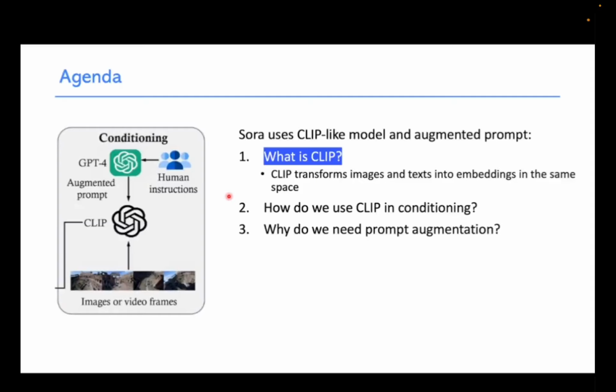So the next question is, so what? It seems like CLIP can only help you to match the most similar text and image pair, but we cannot use it to generate an image or video or anything like that, because it's not a generative model. So how can we use CLIP in conditioning and in generative tasks?